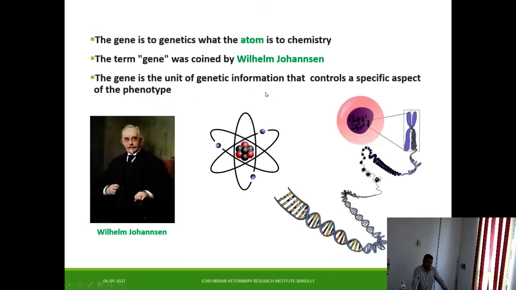Now, what is a gene? The gene is to genetics what atom is to chemistry. This gene term was coined by Wilhelm Johannsen. And if you see the picture here on the right side, this is a picture of a cell, and inside a cell you find a nucleus. Inside that nucleus you have some 23 pairs of chromosomes. Inside that chromosome you have the DNA, it's a highly packed DNA, and inside that DNA you find the genes. So this is the concept and how the genes are packed inside the genome.